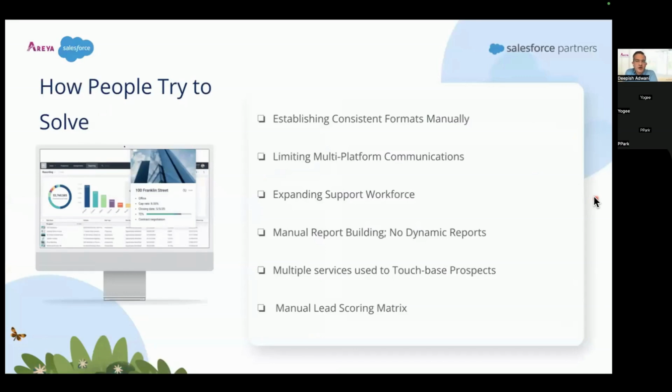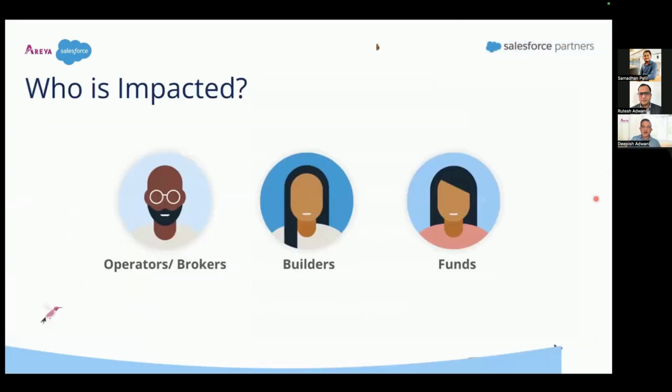So how do people try to solve this? People try to establish consistent formats manually. They put it on the spreadsheet so that the reporting can be there. I'm not saying that they do a bad job. It's just that that's the natural progression of how the business scales. So people inside start putting spreadsheets together to support the expanding workforce and create the manual report. The problem is all the information is not together. So that's where Salesforce really comes in.